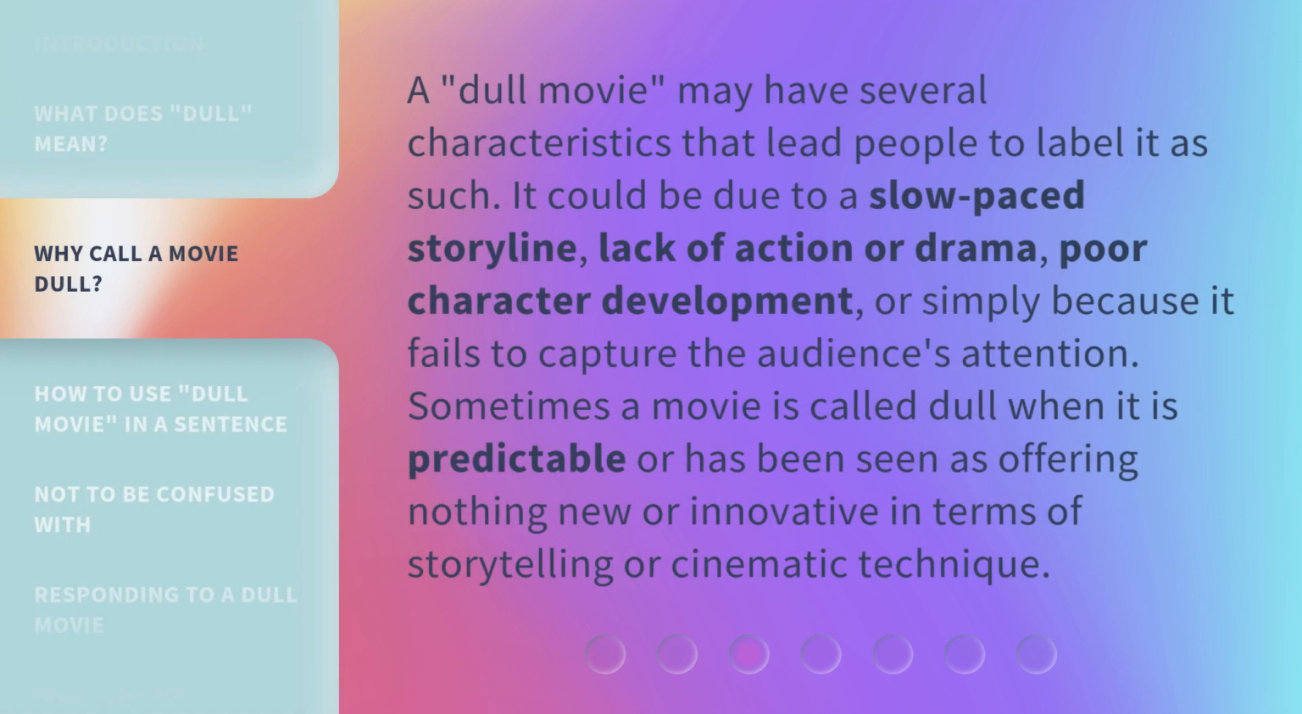A dull movie may have several characteristics that lead people to label it as such. It could be due to a slow-paced storyline, lack of action or drama, poor character development, or simply because it fails to capture the audience's attention. Sometimes a movie is called dull when it is predictable or has been seen as offering nothing new or innovative in terms of storytelling or cinematic technique.